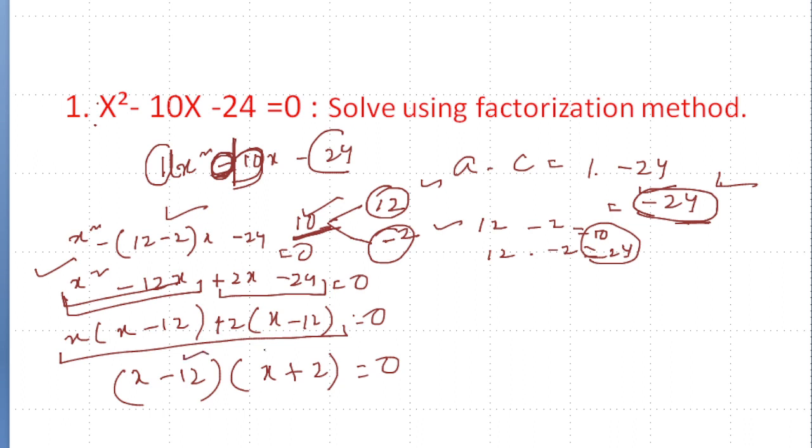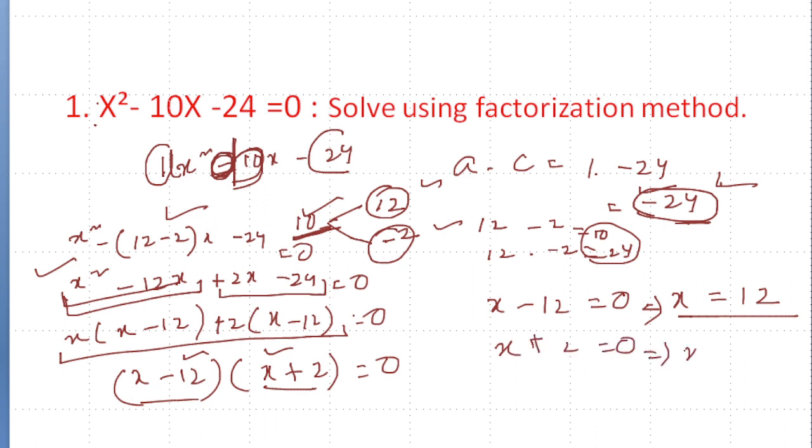Now if the product of two terms is 0, then either this may be 0 or this may be 0. So either x minus 12 equals 0, that means x equals 12. This is one solution of x, and the other is x plus 2 equals 0, which means x equals minus 2. So these are the two values of x. This is the factorization method by which you can solve your equation. You already read this in your junior classes.